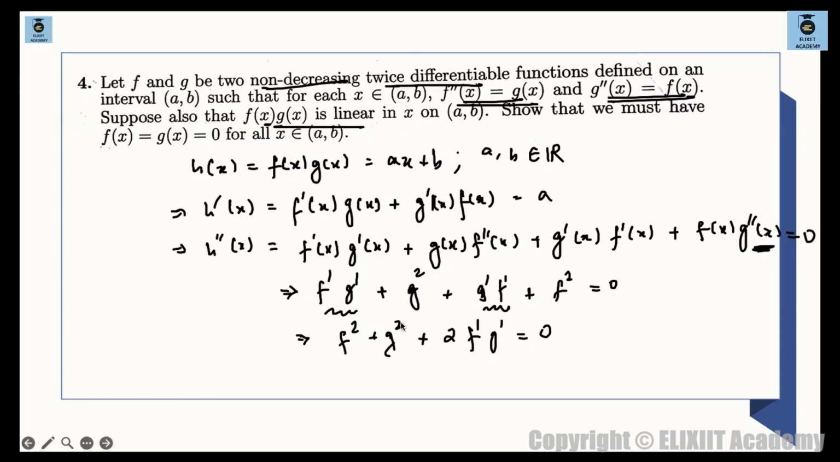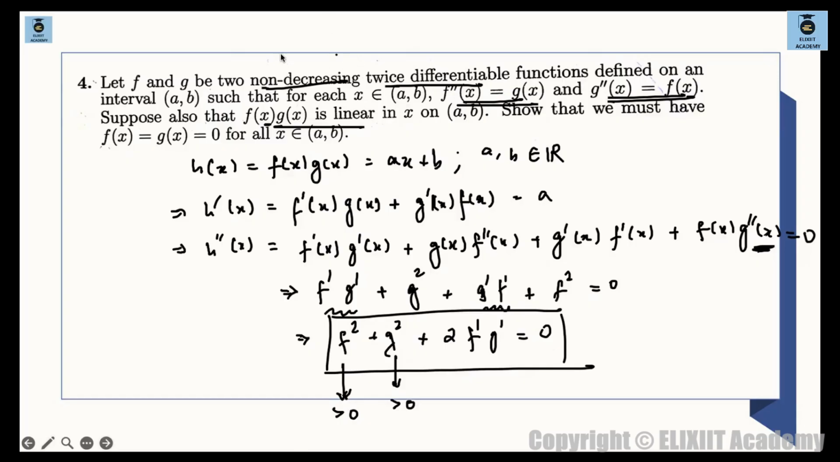ठीक है, तो now what we can conclude from here? So we have generated this. अब यहां से क्या करें? अब देखो, basically these are all positive quantities. How do we know? भाई f square तो positive है ही, f square is positive, this is also a positive quantity, g square ये भी positive है. f dash into g dash, माने f dash of x into g dash of x, this is also a positive quantity. In what sense?